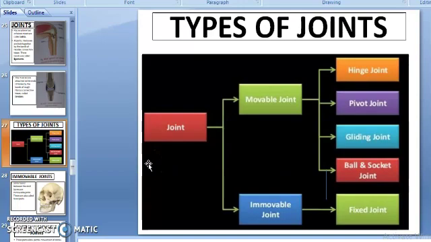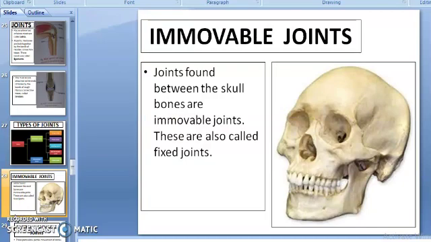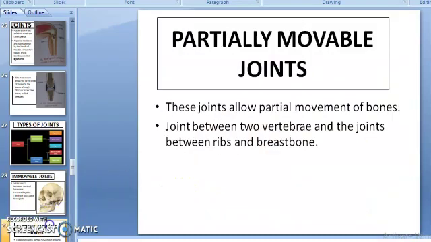First of all, see immovable joints of the human body. Immovable means the joints found between the skull bones are immovable. We cannot move them. They are fixed joints. So the other name of immovable joints is fixed joints. The bones form a single protective covering over the skull except the lower jaw, which is movable, in your skull, as you can see.